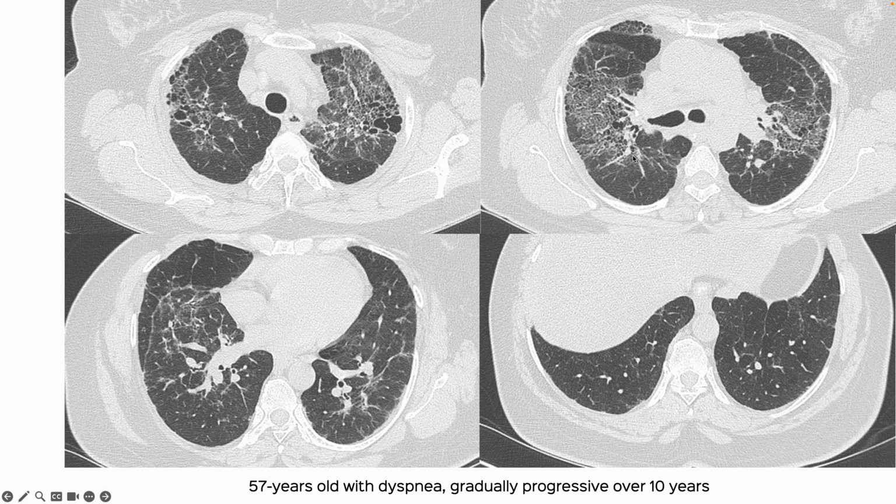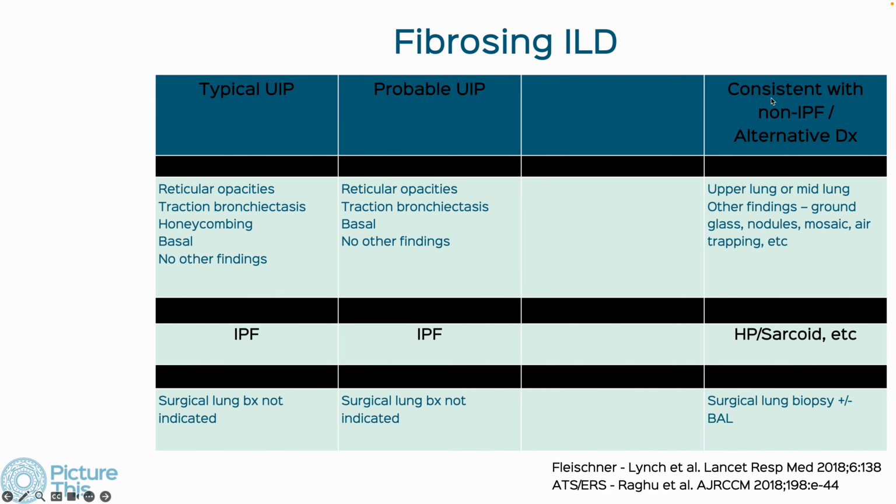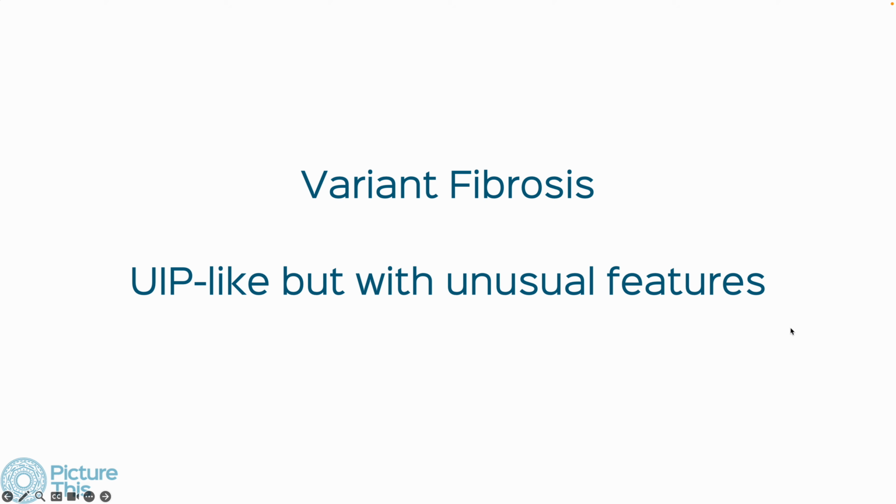Now, this patient has reticular opacities, has traction bronchiectasis, has a little honeycombing, but it's all upper and mid-zone predominance. The lower lobes are completely spared, and this therefore is a fibrosing ILD, but it's non-UIP, and you would need to find another diagnosis, and this was typical of chronic sarcoid proven on biopsy. So that's the next bucket where we have a fibrosing ILD, but there are other findings that tell us that it's not going to be UIP IPF, but it's going to be something else.